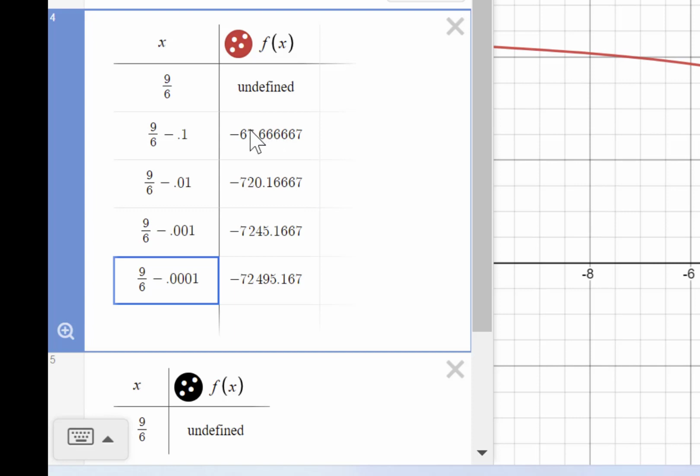And you see that the y values, the y is negative 67, then the y is negative 720, then the y is negative 7,000, then the y is negative 72,000. So the y's are plunging downwards towards negative infinity the closer we get to 9/6 from the left.